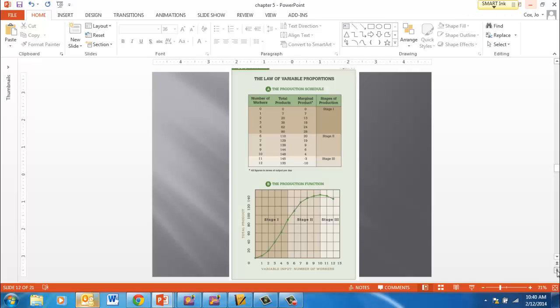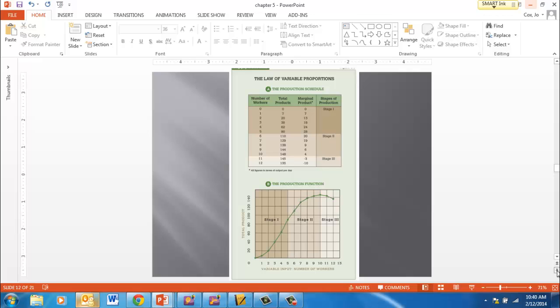If you add a second worker, you are now going to be able to output 20 products, and notice that your marginal product, the difference, is 13. So by adding one worker, you've increased your production by 13 products. As we go through this, look at worker 5, where we are now making a total of 90 products, and the marginal product is 28, which is very significant. By adding one person, you were able to add 28 products.